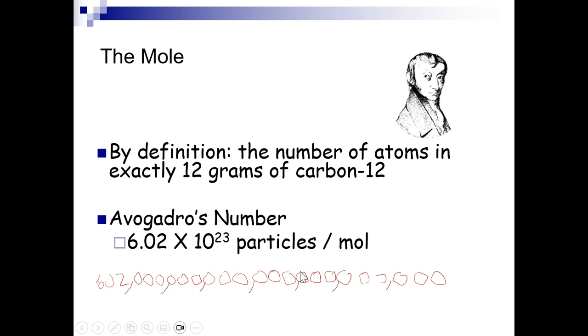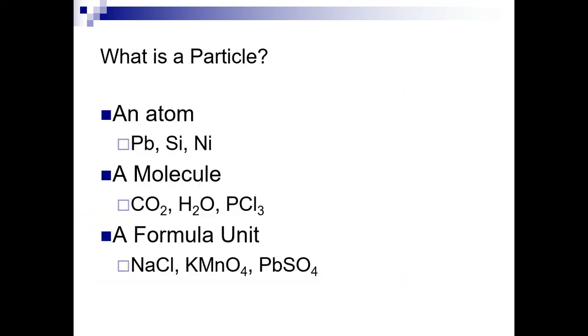Now, the term here says this is going to represent the number of particles in a mole. So I guess the question would be, what's a particle? So a particle can be any chemistry-related element or compound. So if I'm looking at specific atoms, an atom could be a particle. So if I had 6.02 times 10 to the 23rd atoms of lead, I would have a mole of lead.